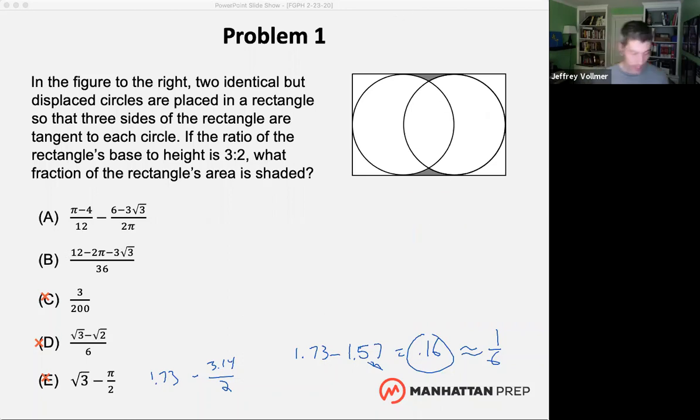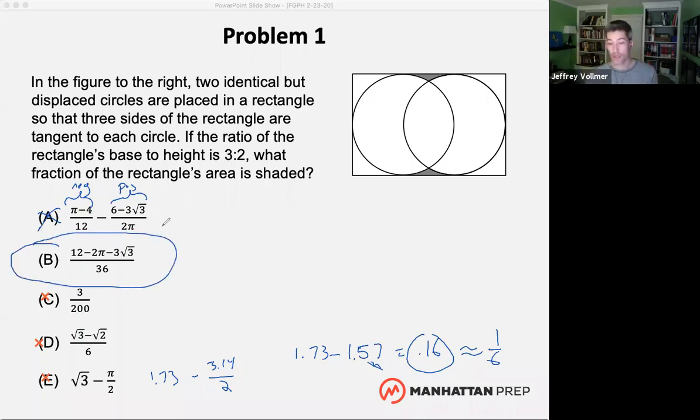Let's take a look at A. All right, A, 3.14 minus 4 over 12. Well, that denominator is going to be negative, right? So negative divided by 12 is still negative, okay? And I'm subtracting something. Let's take a look at what you're subtracting. 3 root 3, we actually did that on the previous problem. 3 root 3 is about 5. 6 minus about 5 is about 1. 1 divided by something positive is positive. So what we've got here is a negative minus a positive. Answer A is going to be below 0. And that only leaves answer B.